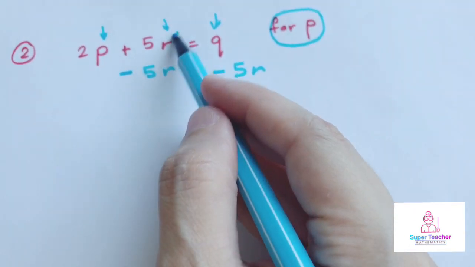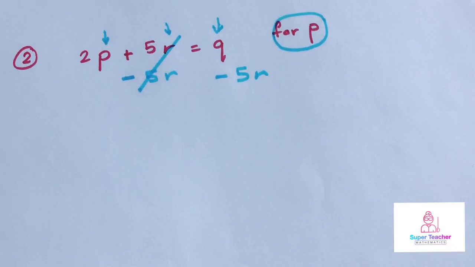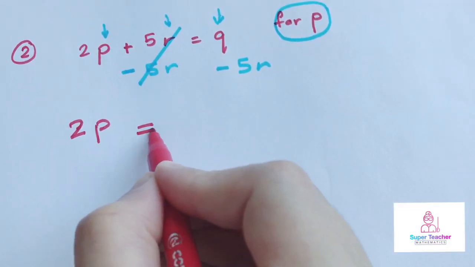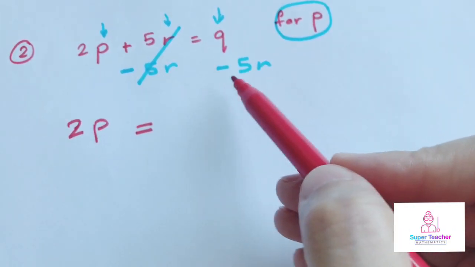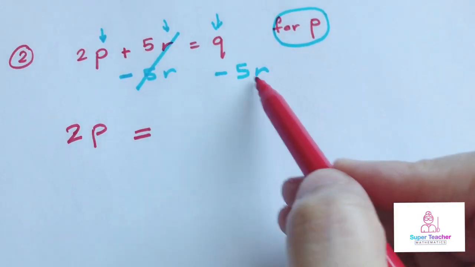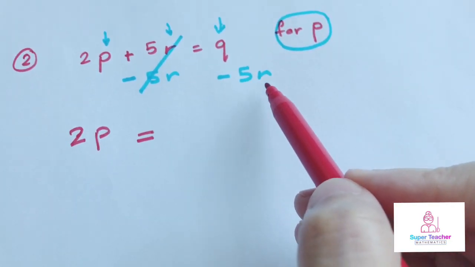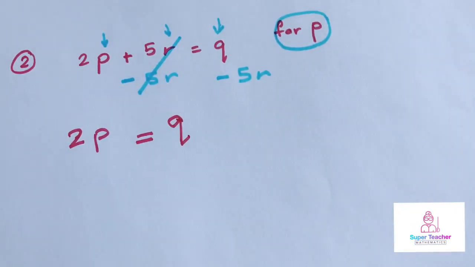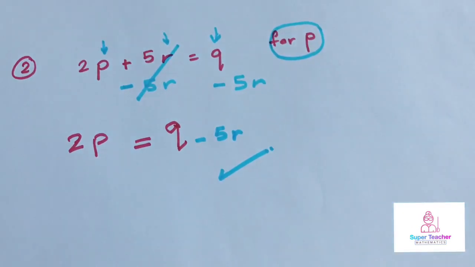Okay, now we can cancel this together. Now what's left for me? 2b equals, can I subtract q minus 5r? No, because these are unlike terms. They are not like. This is only q and this is 5 with r. So I just keep it q minus 5r. Done with the second question.